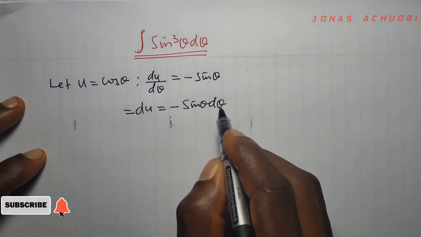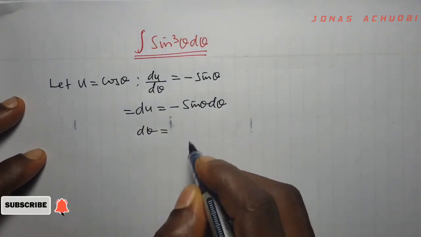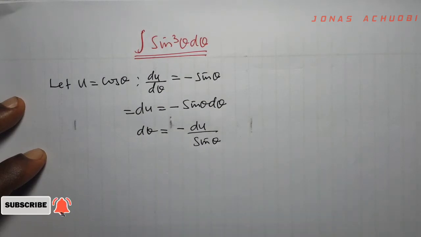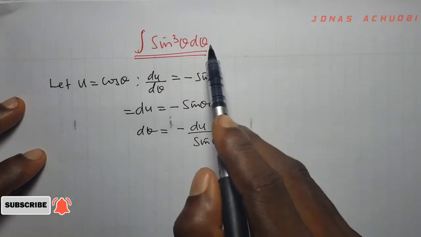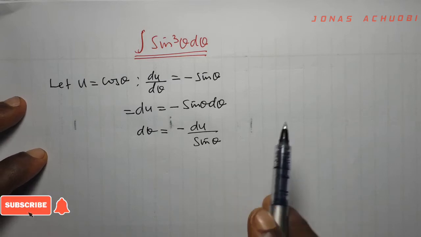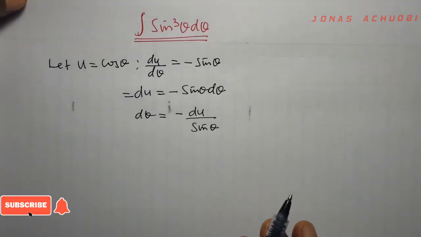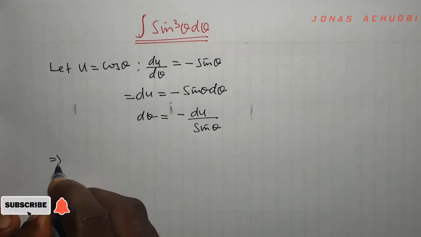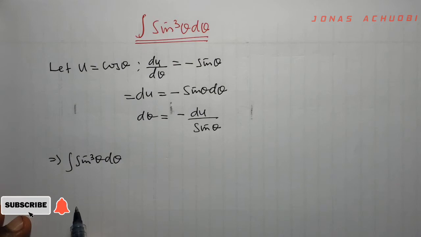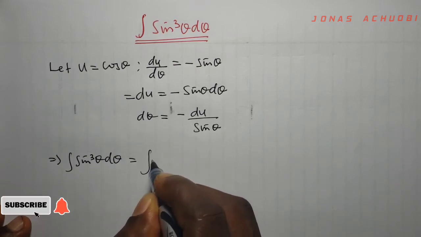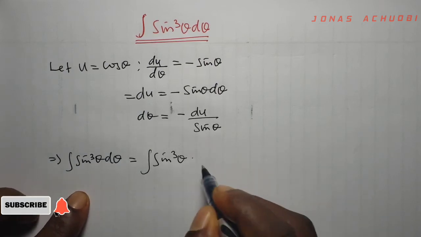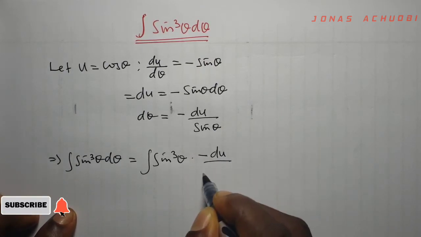So if we make d theta the subject, we have that d theta is equal to minus du over sine theta. So we'll come back to our integral, and in place of d theta, we now write minus du over sine theta, and the job will now be done from there. So this implies that the integral of sine raised to the power 3 theta d theta now becomes the integral of sine cubed theta times minus du over sine theta.